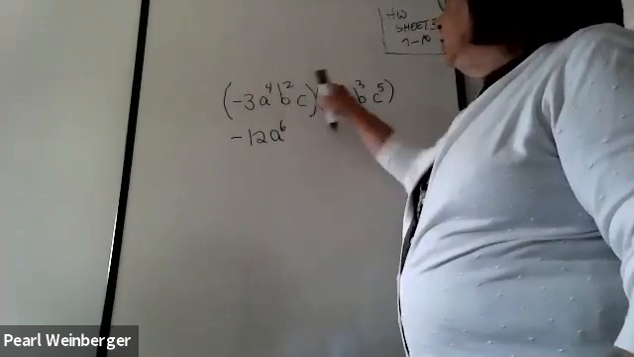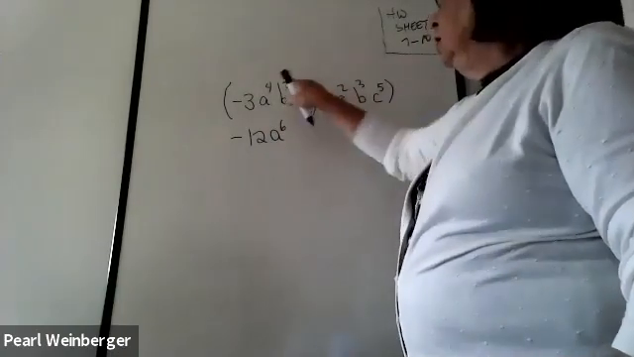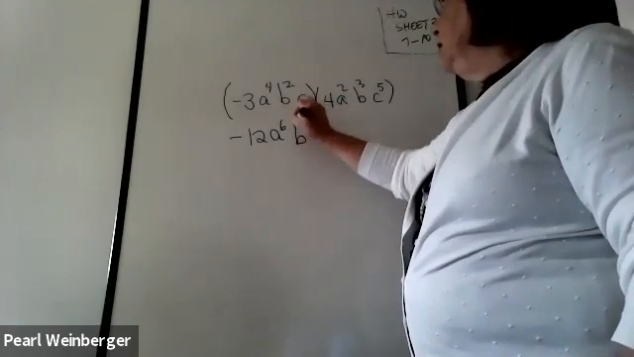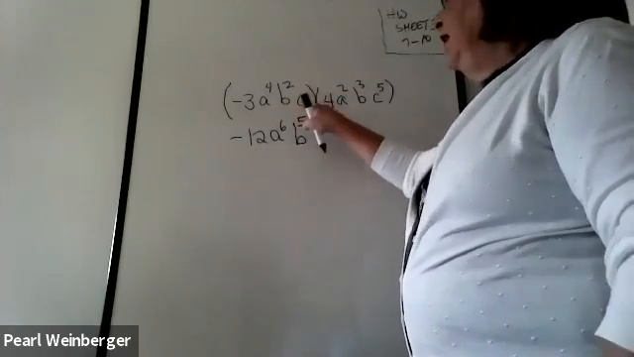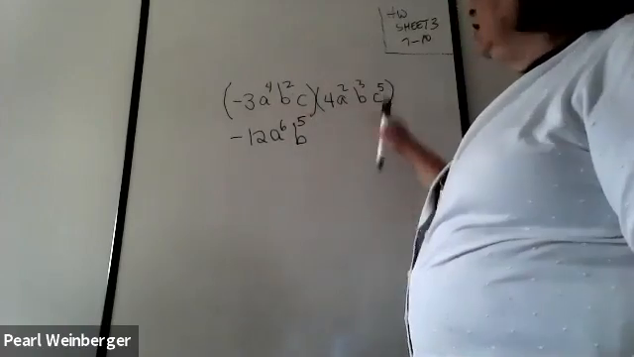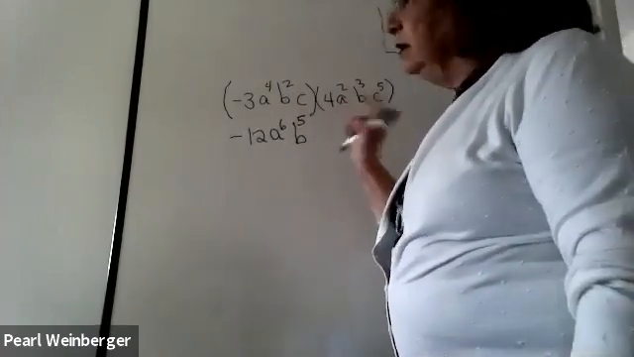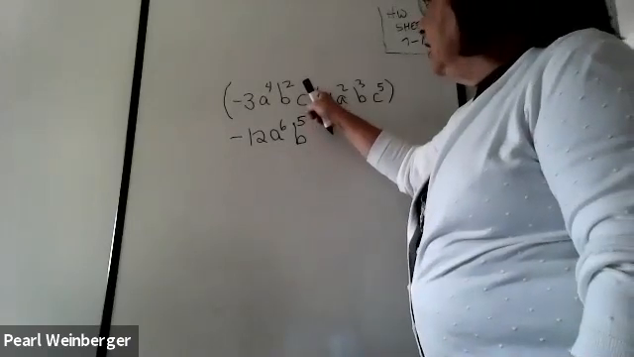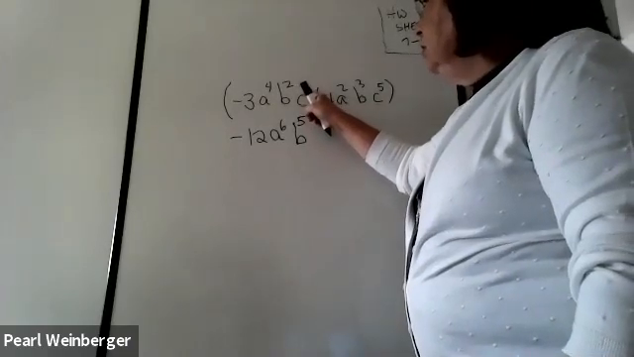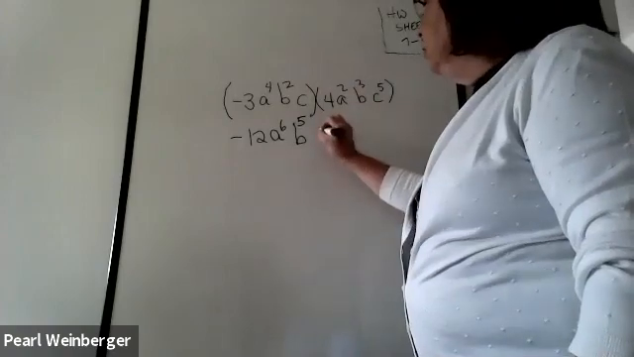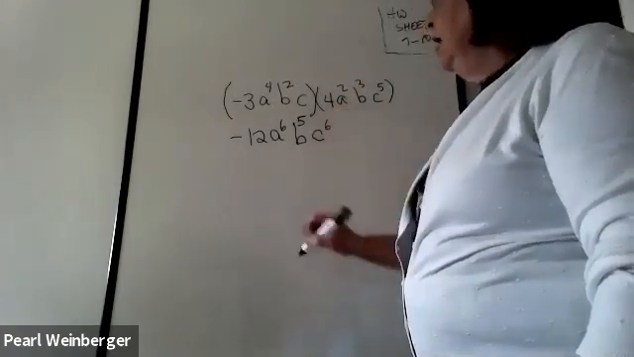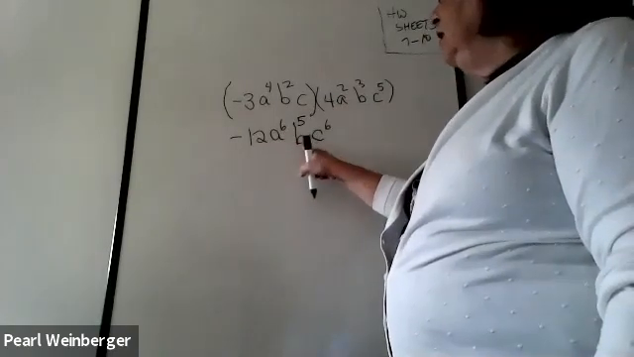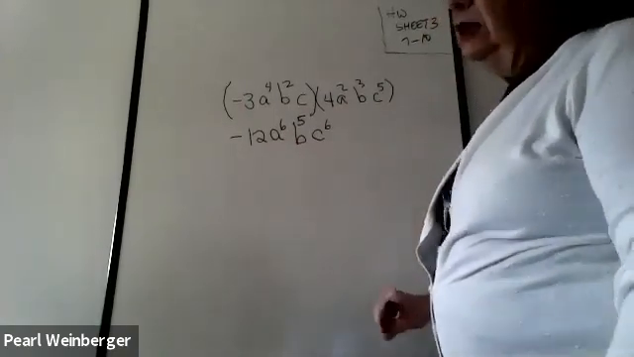Now we have a b squared and a b to the 3rd. I again add their exponents, and I get b to the 5th. And finally, I have a c and a c to the 5th. When something does not have an exponent, it's understood that its exponent is 1. So this is a 1, and this is the 5, so it becomes c to the 6th. And my answer becomes negative 12a to the 6th b to the 5th c to the 6th.